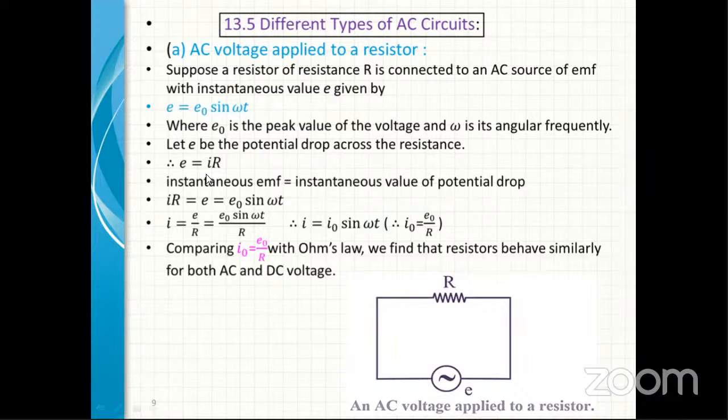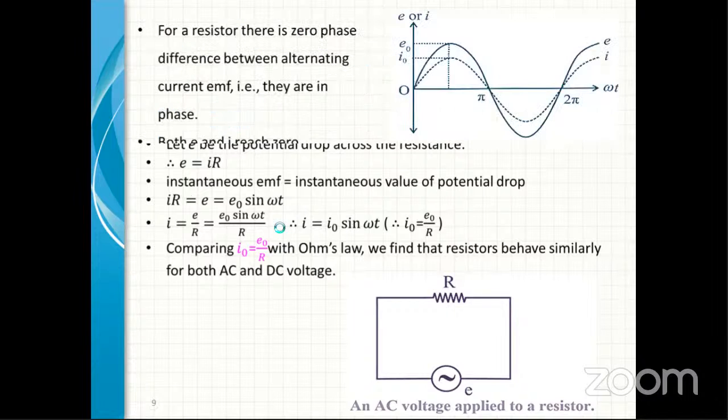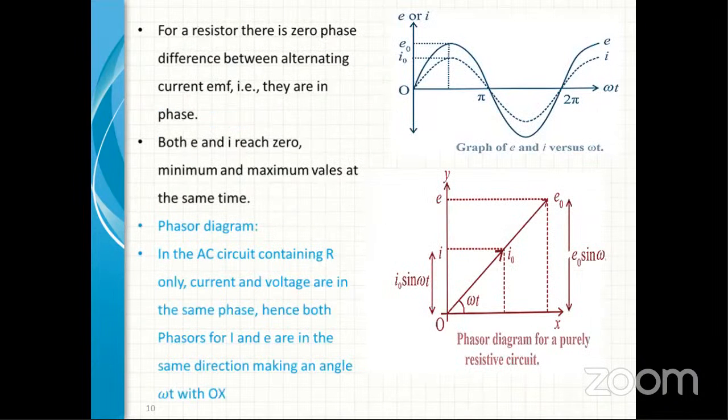Suppose a resistor of resistance R is connected to an AC source of EMF, then E is equal to E naught sine omega t. And we know Ohm's law, V is equal to IR. Similarly for the voltage, this is the EMF. From these basic equations we see that when we connect this resistance with the AC circuit, then they are in phase.